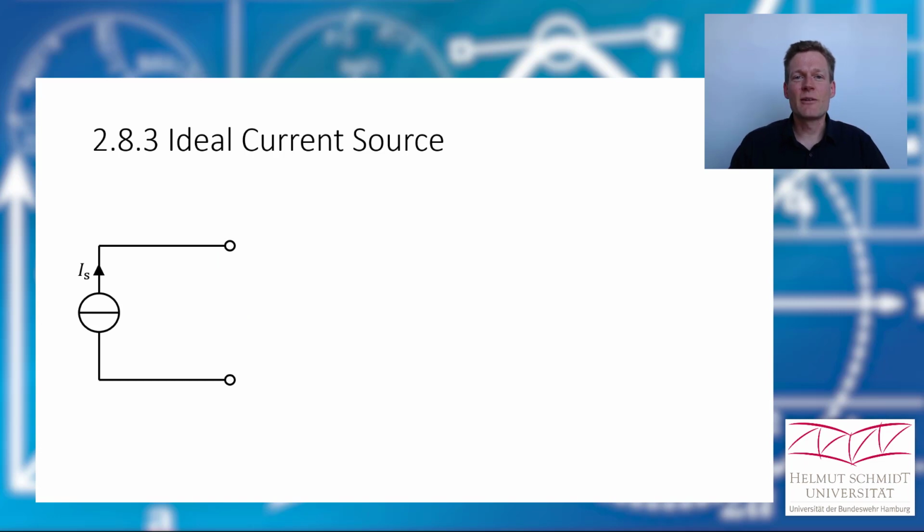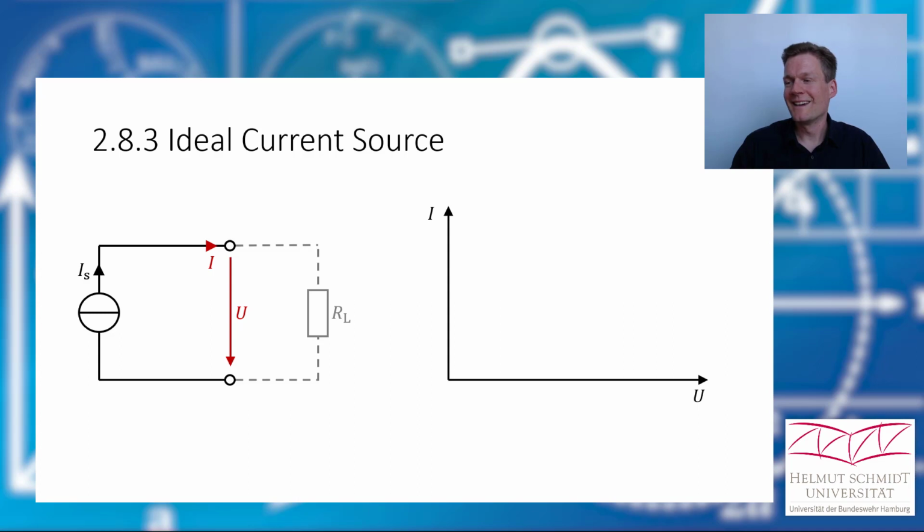Okay, let's do the same for our current source. We again begin with our ideal source. If we connect a load resistor here, a current would flow and we would have a voltage drop. And it is an ideal current source. That means it doesn't matter what voltage drop we have, we will always have the same current flowing there.